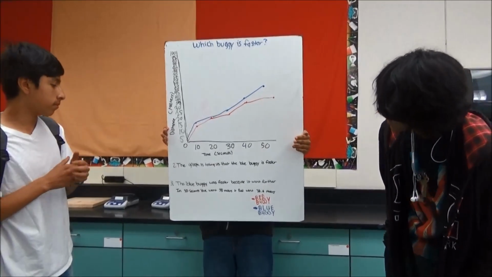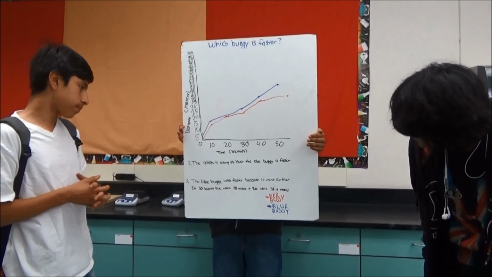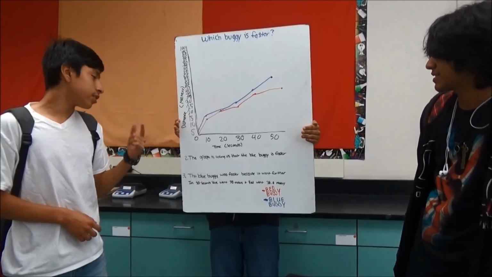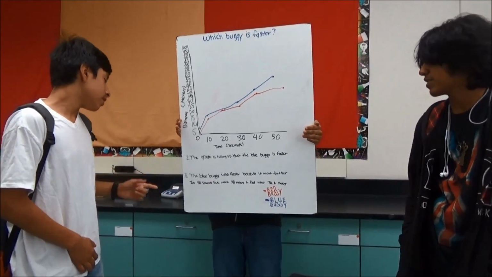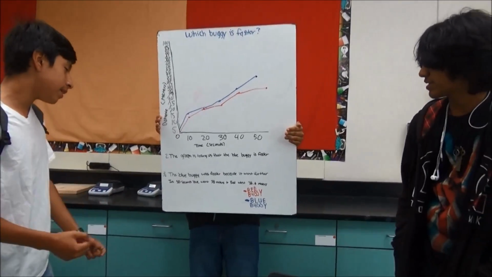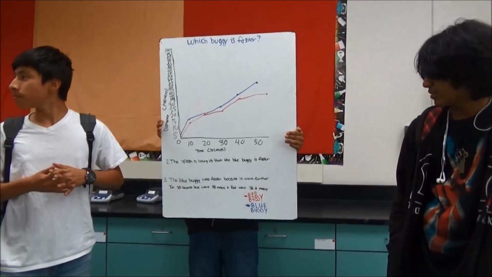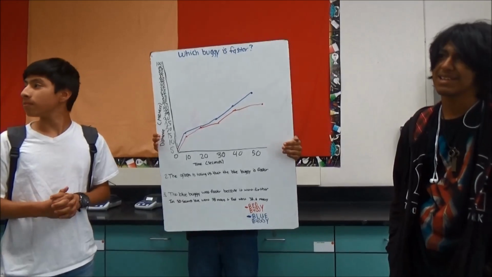Which buggy's faster? The graph is telling us that the blue buggy is faster. Louder, guys. I can't hear you and I'm standing right here. The blue buggy is faster because it went further. In 50 seconds, blue went 38 meters and the red went 36.6 meters.